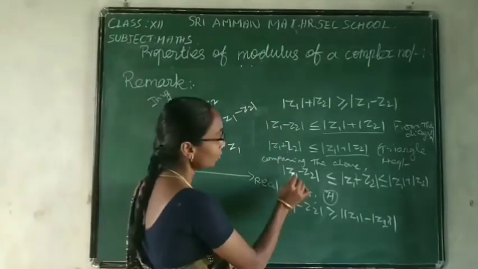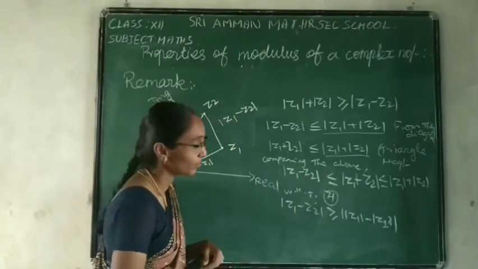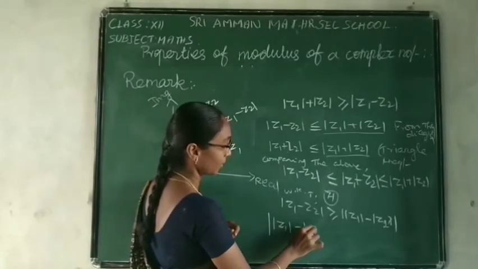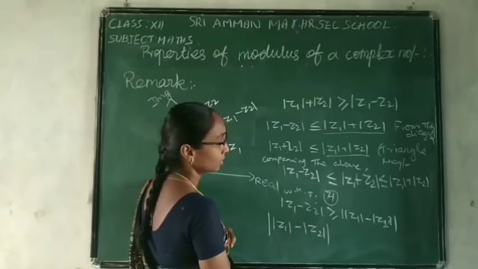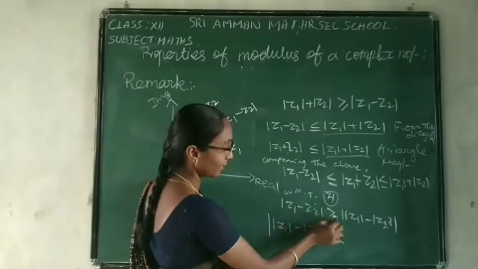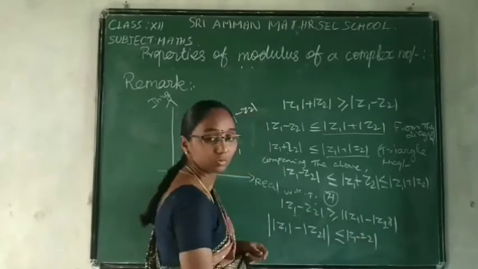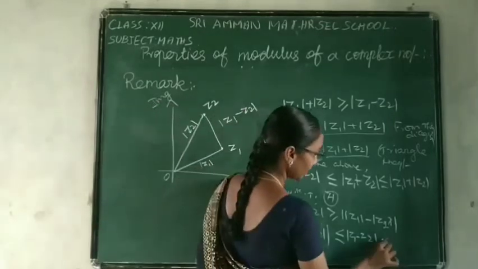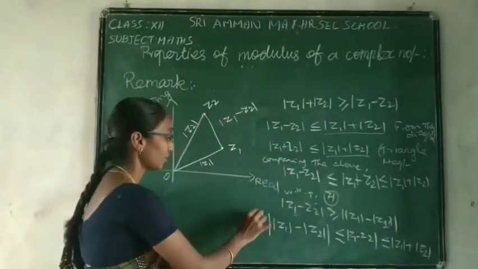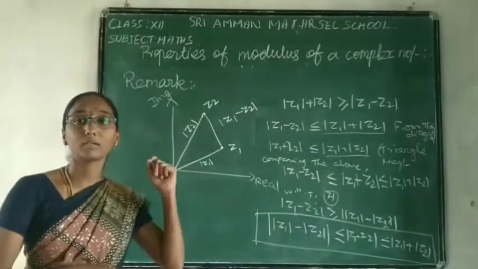So this property is also used in this place. The modulus of the difference, modulus of z1 minus modulus of z2, is less than or equal to modulus of z1 minus z2, which is less than or equal to modulus of z1 plus modulus of z2. This is the result you know from the remark.